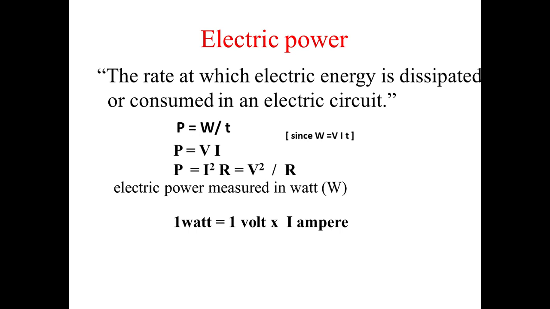Now, in which unit is electric power measured? The answer is watt. What is the unit of electric power? 1 watt is equal to 1 volt. This unit can be derived from the expression P is equal to VI. So the unit of power is watt, that is 1 watt. Voltage is 1 volt, potential difference, that is 1 volt. Current is 1 ampere. So 1 watt is equal to 1 volt multiplied with 1 ampere.